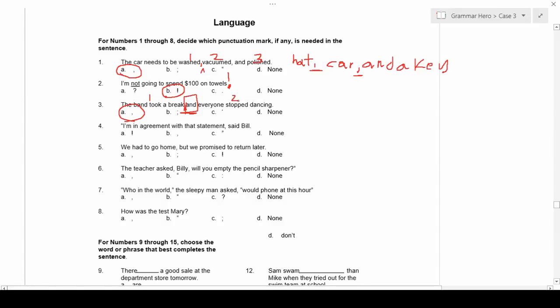So this is one independent clause. This is a second independent clause. If you were to take away the and, and then read the sentences by themselves, they would be grammatically correct. So the band took a break. Yes, that's a grammatically correct sentence. Everyone stopped dancing. That's also a grammatically correct sentence. So if you're not sure if it's an independent clause and you're going to need a comma, just get rid of the conjunction and read them separately. Okay?